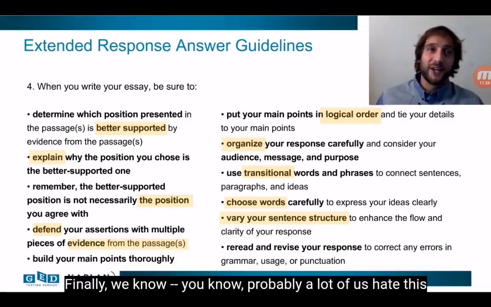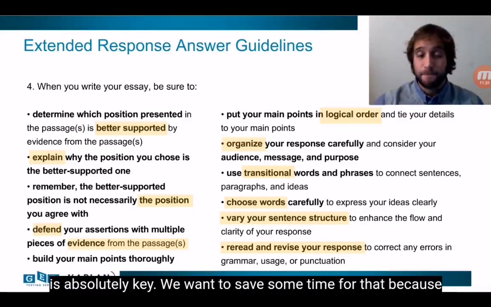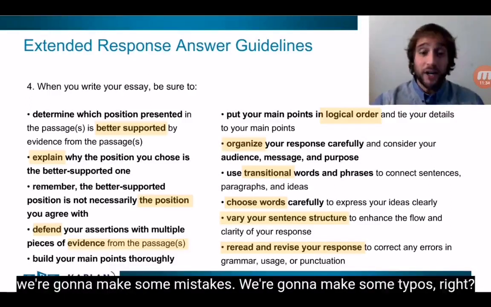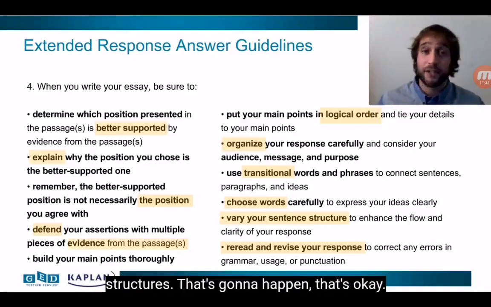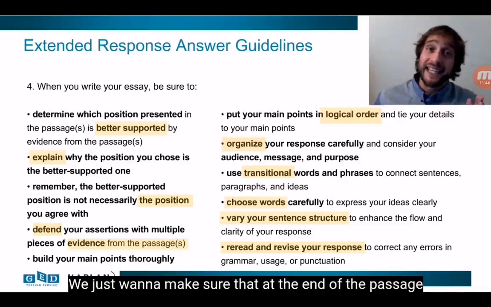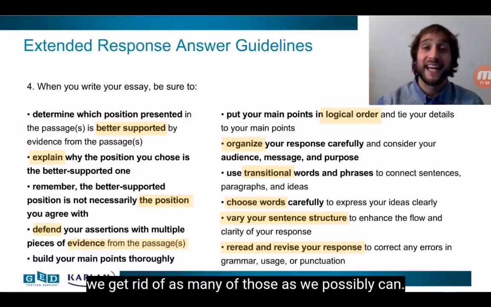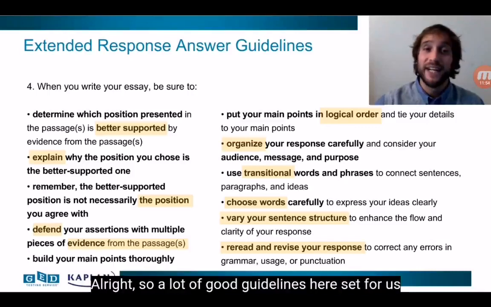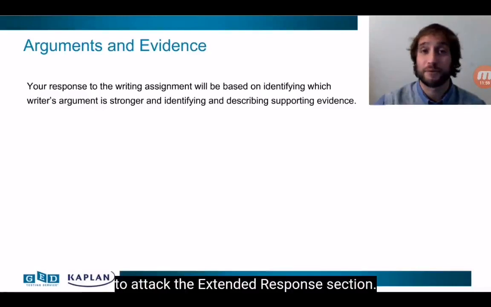Finally, we know, probably a lot of us hate this step, but making sure that we reread and revise our response is absolutely key. We want to save some time for that because we're going to make some mistakes. We're going to make some typos, right? Maybe we're going to mess up some structures. That's going to happen. That's okay. We just want to make sure that at the end of the passage we take a moment to revise, to proofread, to make sure we get rid of as many of those as we possibly can. All right, so a lot of good guidelines here set for us to attack the extended response section.